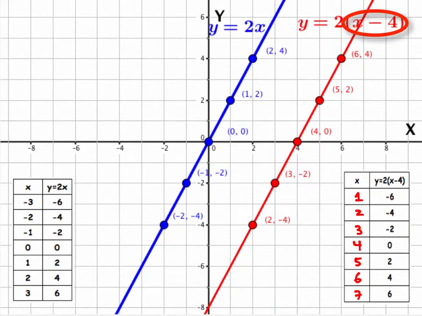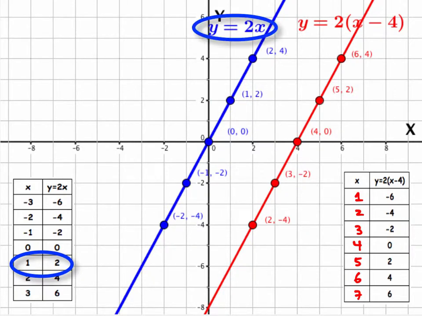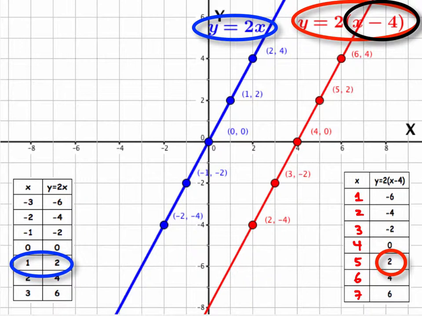So for instance, on the blue graph, consider the ordered pair (1, 2). And of course, if we substitute those values into their variables in the equation y equals 2x, 2 equals 2 times 1. Of course they make that equation true. That's why they're on the blue line. But now, if we have the exact same y value of 2 in this equation in red, y has to equal 2 times 1. We need x minus 4 to be 1 now. That means x has to be 5.